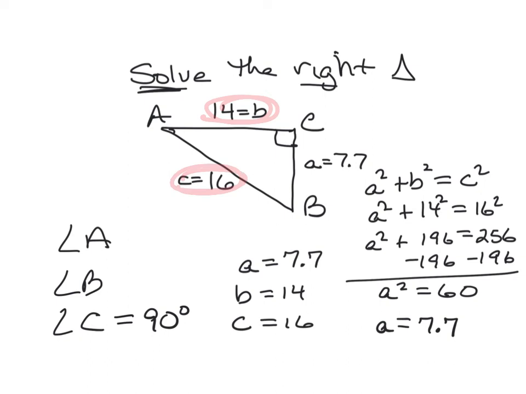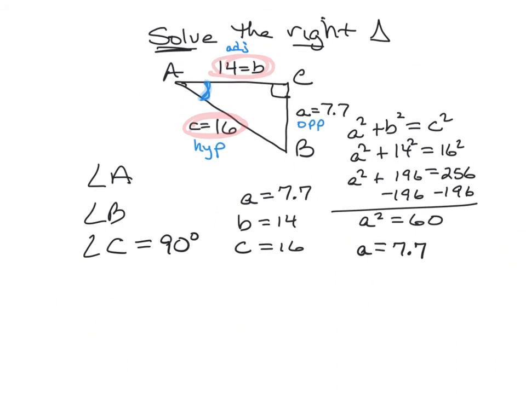I'm going to first find angle A. I'm going to label my sides of my triangle in relation to angle A. So in relation to angle A, little a is opposite, little c is the hypotenuse, and little b is the adjacent side. Again, I'm going to use the two that I circled in red. I'm going to use adjacent and hypotenuse, and that tells me I'm going to be using cosine. So I'm going to be doing cosine of A is equal to 14 over 16.